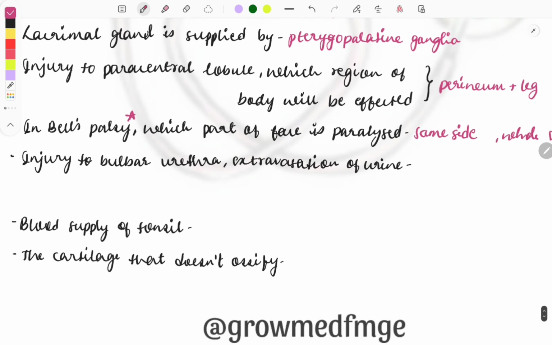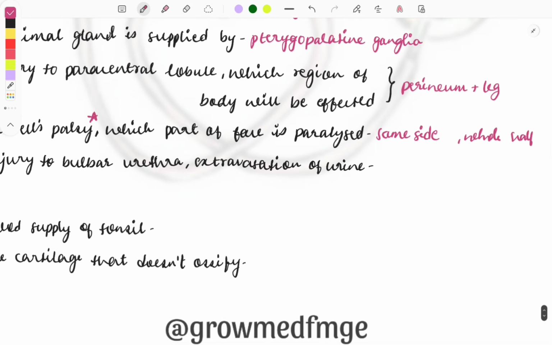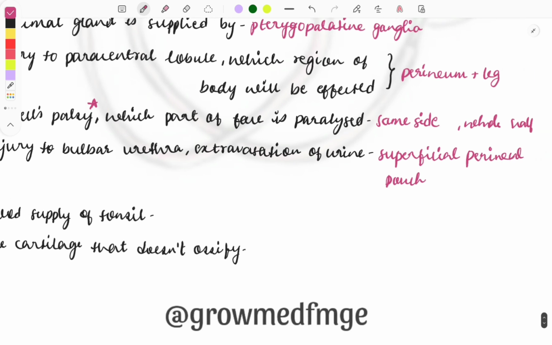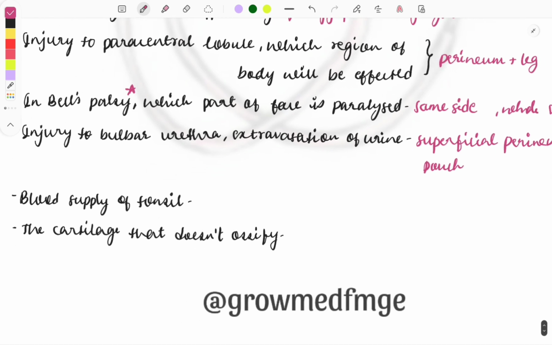Then, injury to the bulbar urethra: extravasation of urine happens at which region? It is the superficial perineal pouch, and this is also an important topic. Questions are frequently asked on this in integration with surgery also. For example, a man was walking and fell into a pothole, so there was injury to the bulbar urethra. Where is the extravasation of urine? They can also ask questions like injury to the urethra with blood at the meatus: which part is damaged? Questions have been asked like this also.